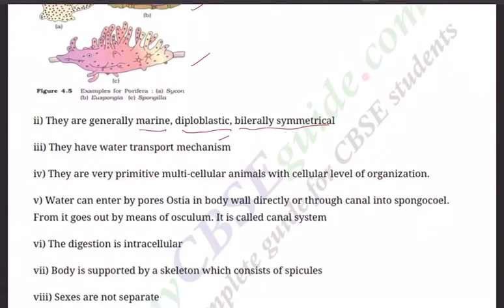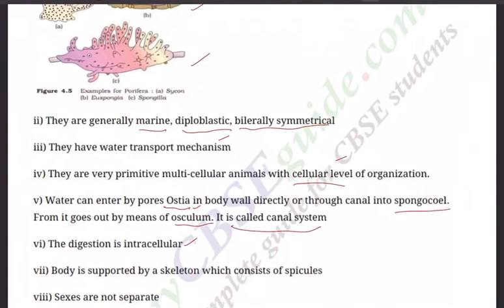They are very primitive, multicellular animals, of cellular level of organization. So the evolution is from the cellular level, they go to the tissue level. Water can enter by pores called ostia in the body wall, directly or through canals into the spongocoel. From the spongocoel, it goes out by means of the osculum. We can say it is an aperture, an anterior dorsal aperture. It is something that is going to develop into a mouth. So this is called the canal system.